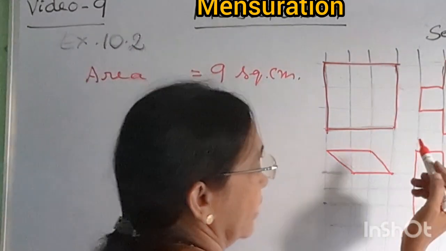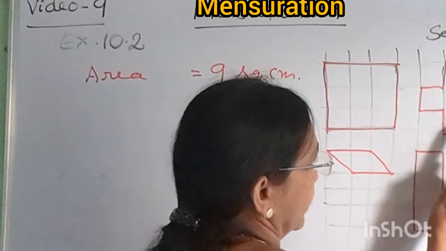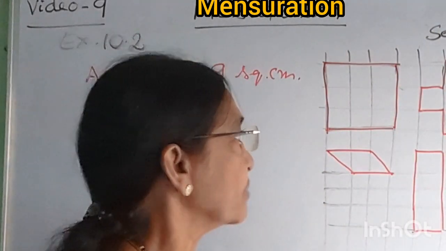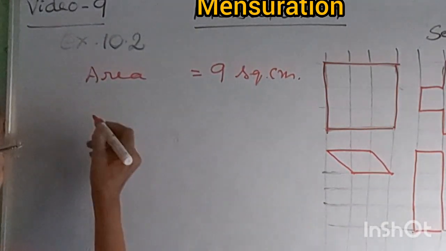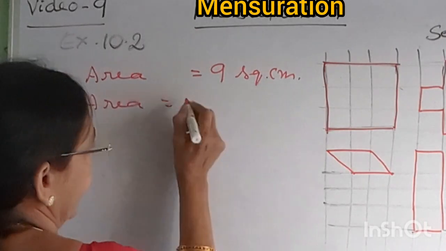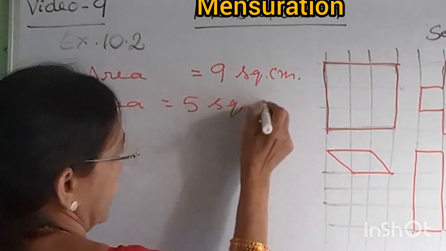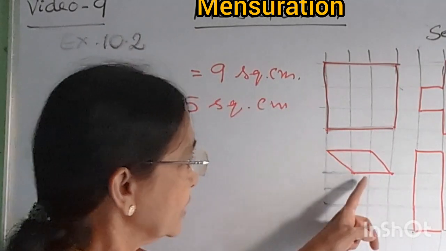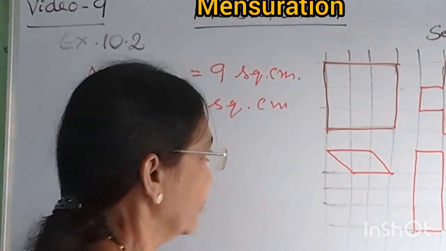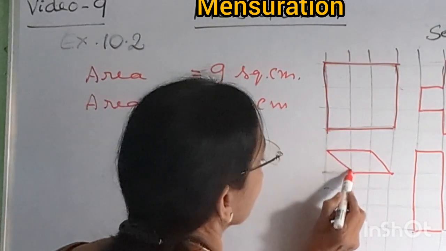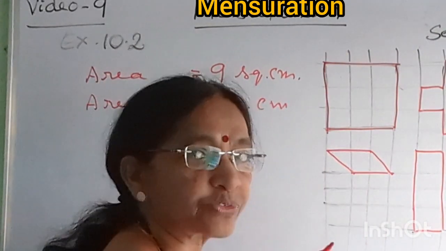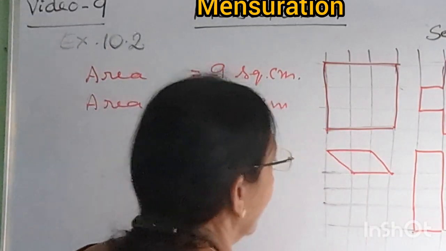Next, taking this one, here also 1, 2, 3, 4, 5. Only 5 square centimeters were occupied by the figure. Therefore, its area is equal to 5 square centimeters. Next, coming to this figure, there are some half squares and one full square. Therefore, we will count it. It is a half square, and this is also a half square. 2 half squares and 1 full square are there.